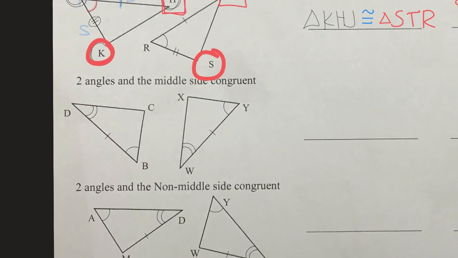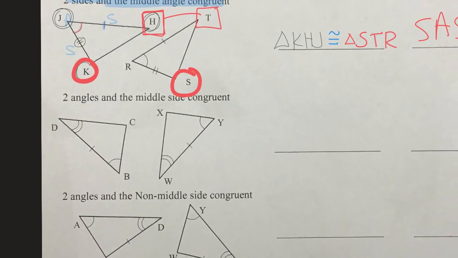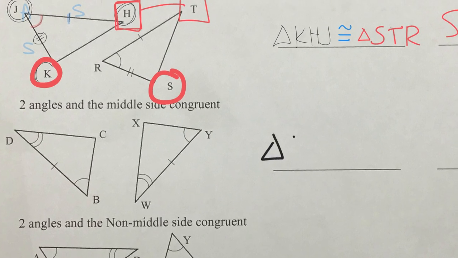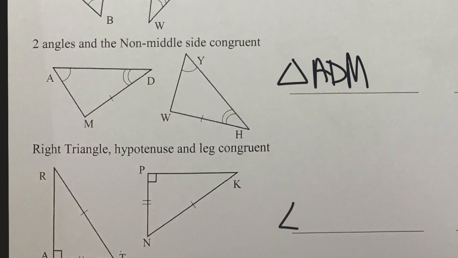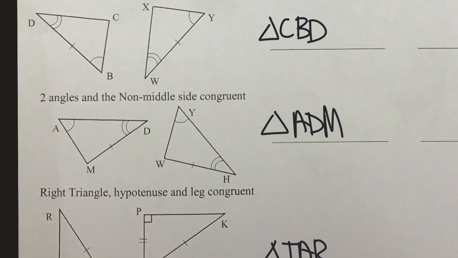Okay, so there are 5 different ways, and we can continue doing this. So I'm going to pause for a second, and you should pause this also on the video, and then see if you can do the rest of them by writing down your triangle. So let me give you the triangle congruence. The first part, we'll go with triangle CBD for the 2 angles and the middle side, and then we'll do triangle ADM. And then the last one, we'll make a TAR, triangle TAR. So those are the 3 that you're going to be given.